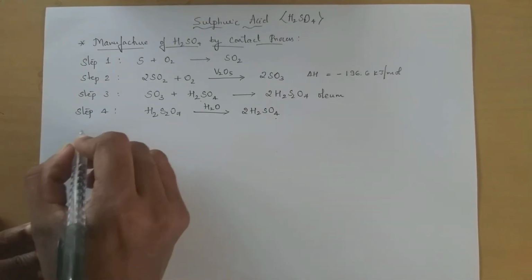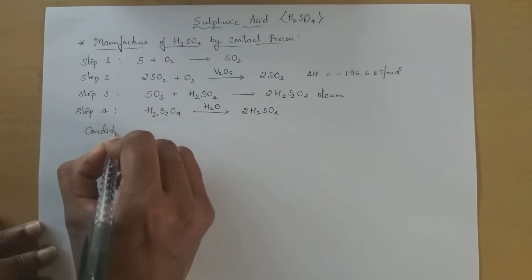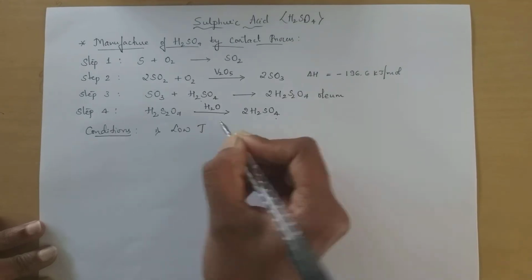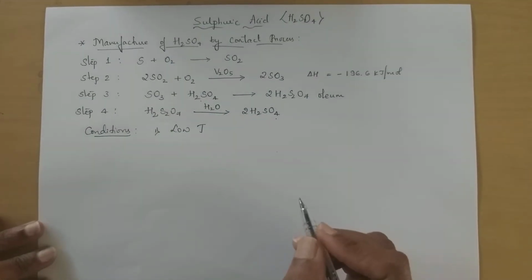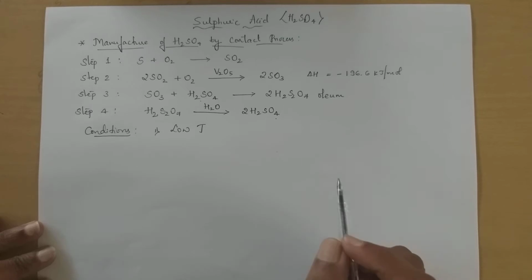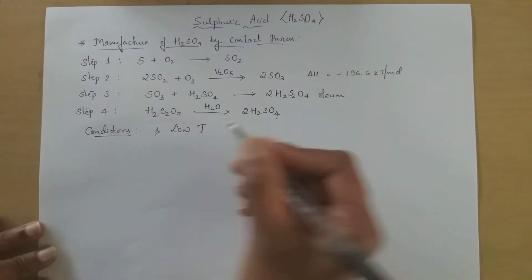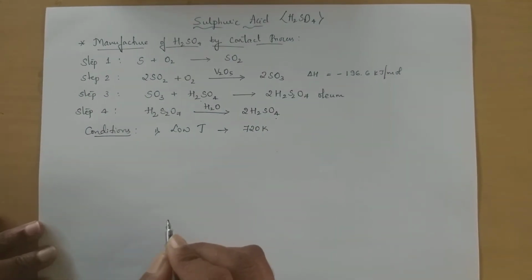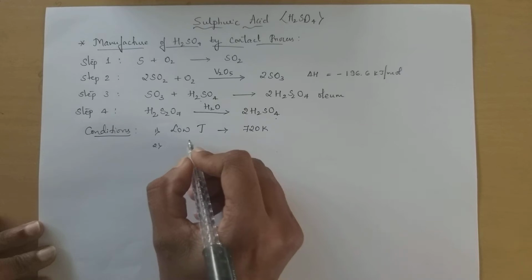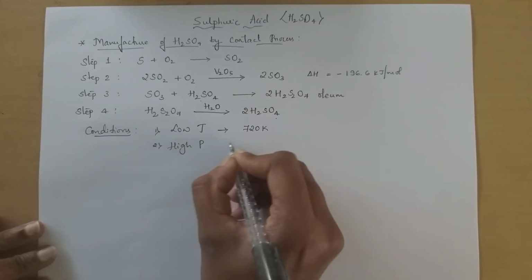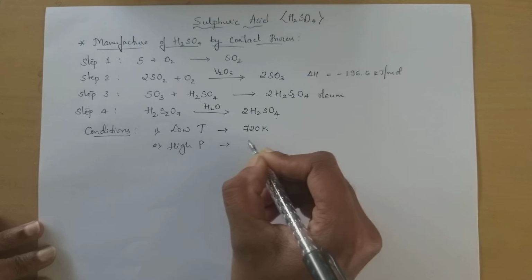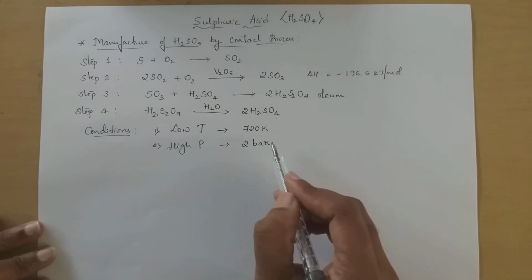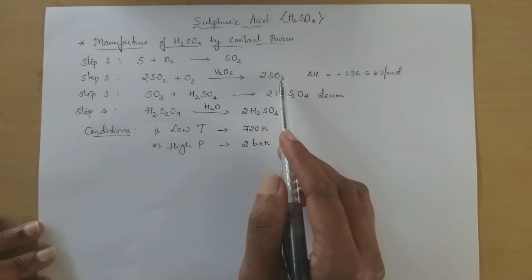Firstly we have the favorable conditions. First, low temperature, which favors the formation of sulfur trioxide since it is an exothermic reaction. So low temperature has to be maintained, particularly 720 Kelvin. Then one more, that is high pressure, about 2 bar. These two are the favorable conditions to get a maximum yield of sulfur trioxide.